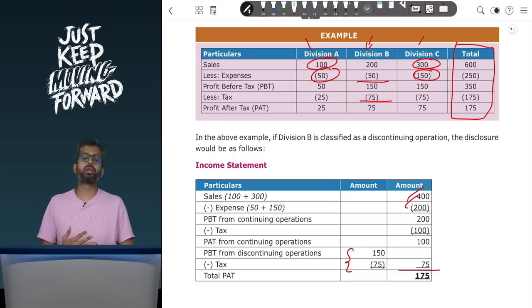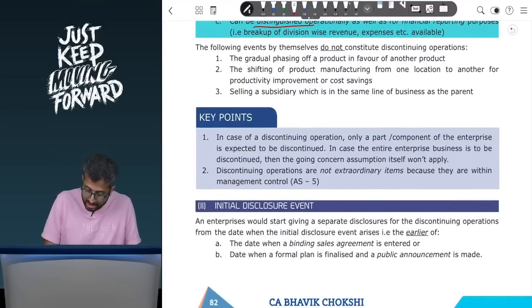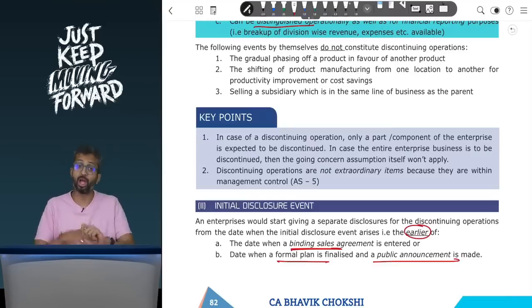But sir, when do I start showing a separate disclosure for discontinuing operations? When there's an initial disclosure event. What do you mean by initial disclosure event? When it is the earlier of the date when you enter into a binding sale agreement or a formal plan is finalized and announcement is made. From that date, you can show discontinued operations.